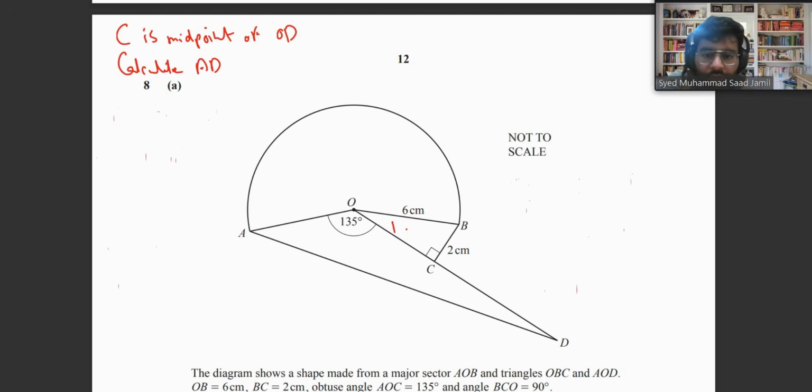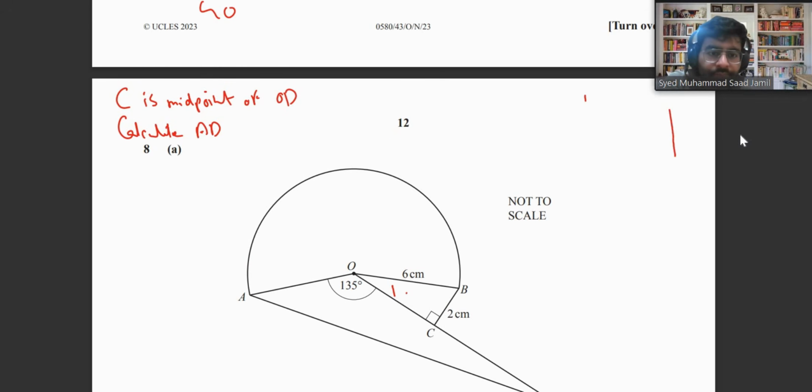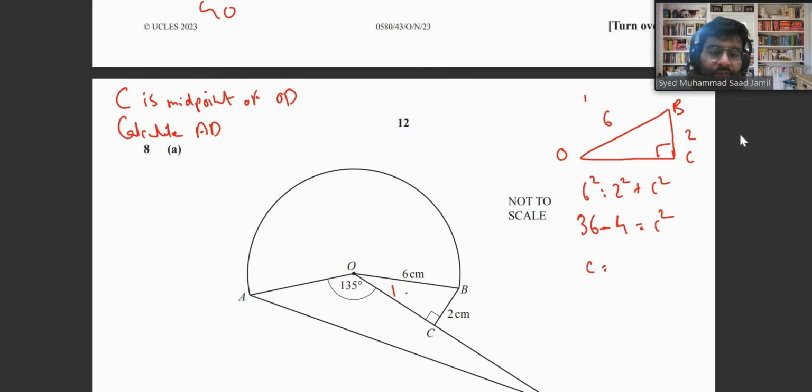Now, C is the midpoint of OD. So first of all, can you guys find OC? Yes, you can. How? Look. So we have O, B, C. This side is 2, this side is 6. So 6 squared equals 2 squared plus OC squared. 6 squared is 36, 2 squared is 4. Minus 4 equals OC squared. OC equals under root 32.